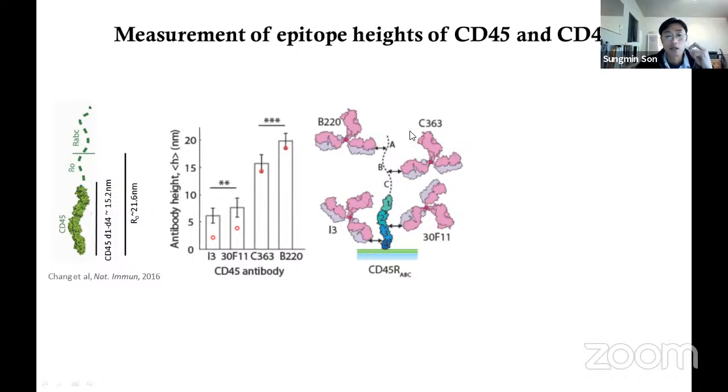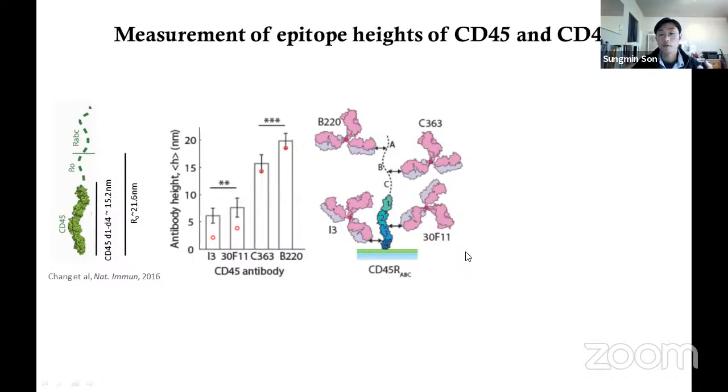The other antibody, targeting the B isoform of the CD45 protein, is measured a little bit lower, while the other 2 pan antibodies are located very low. And because of the calibration curve, we can predict the epitope height, which is marked in this red circle. The trends make sense, and we could predict what might be the exact location of these binding epitopes.